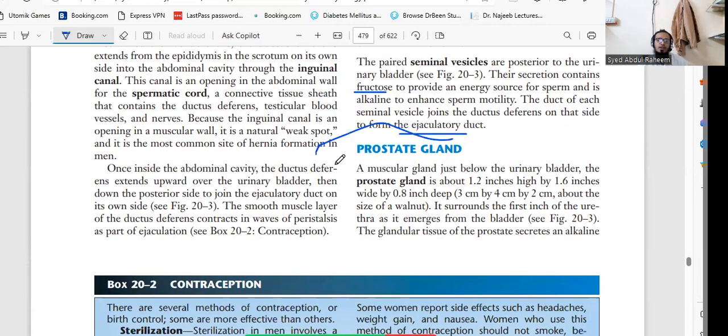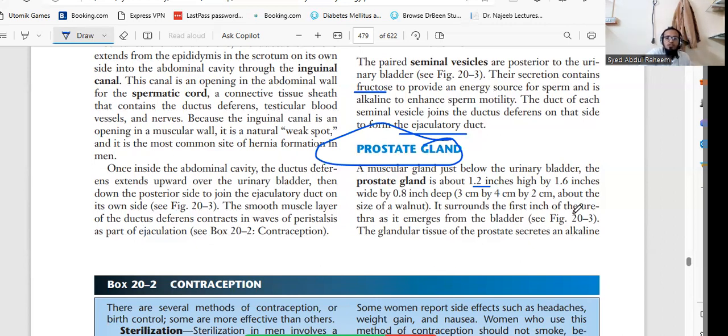Next, we have the prostate gland. This is also one of the important glands. It is a muscular gland just below the urinary bladder. The prostate gland is about 1.2 inches high by 1.6 inches wide by 0.8 inches deep. We need to know this anatomy, because in USG abdomen, all the related glands are reported anatomically. An increase in size means an increase in the size of the prostate gland.